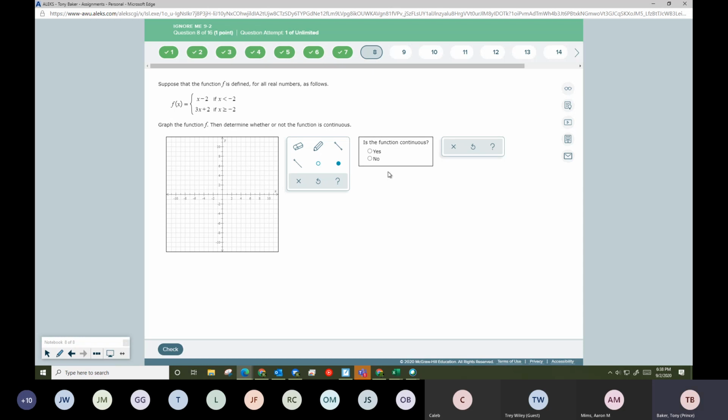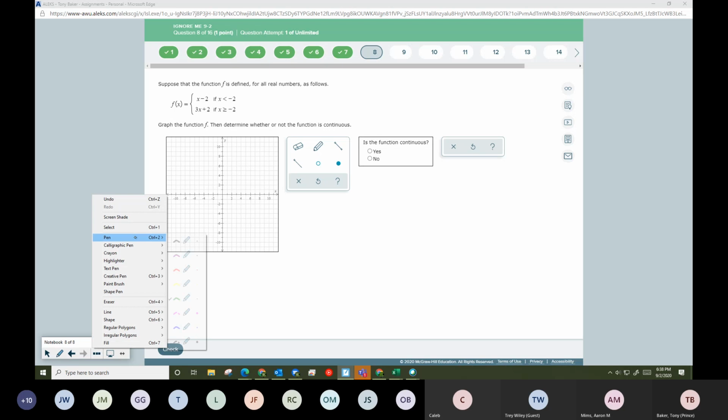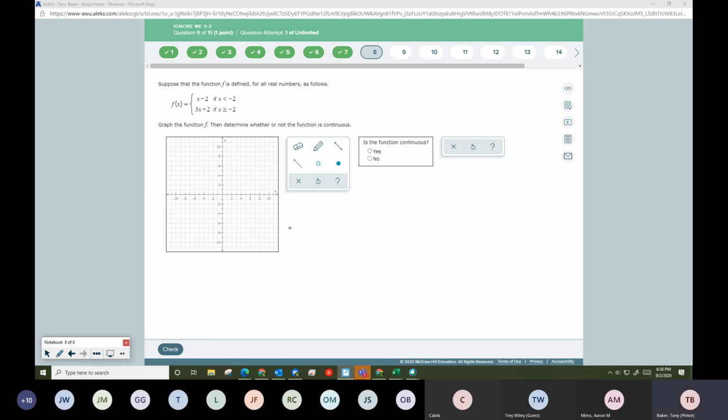So let's look at this one. I've got 2 equations for this one. My first equation is x minus 2, and they're saying x is less than -2. So I'm going to use -2 as one of my points. -2 minus 2 is -4, and since it's less than, that's an open dot.